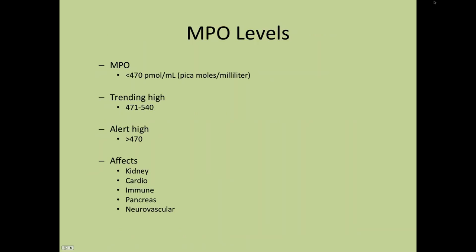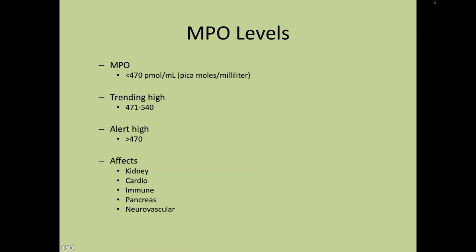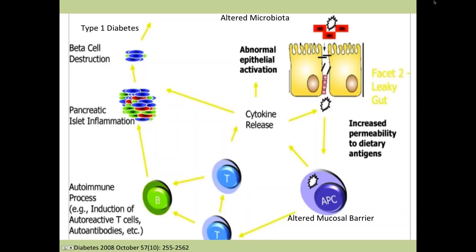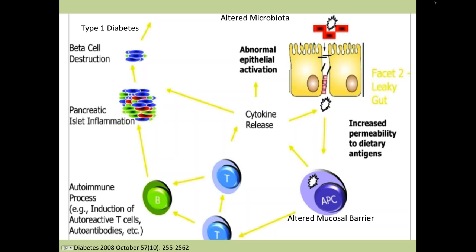And I just put some things down here for MPO for you to look at, what the trending high levels are, what alert high levels are. I guess that is reversed. That should have been alert high at 471 to 540 and trending high at 470. My bad, guys. So please try to remember, if you use these numbers, it's flipped. Don't know how that happened. We account for it in our lab test. We're adding MPO right now, so VEGF and MPO are being added into the algorithms because they're just so strongly medically accepted.